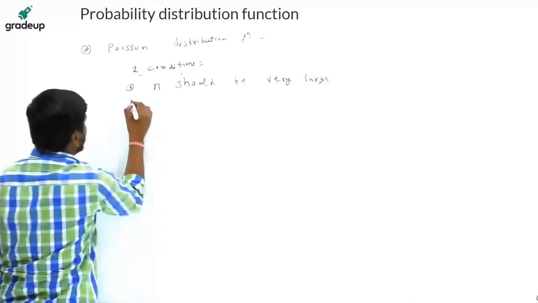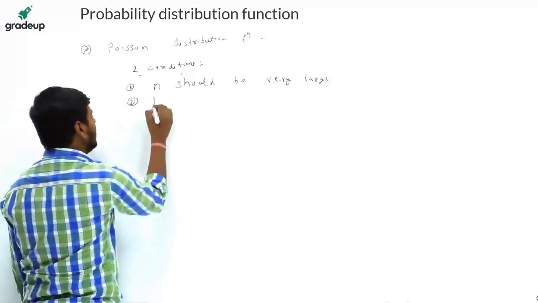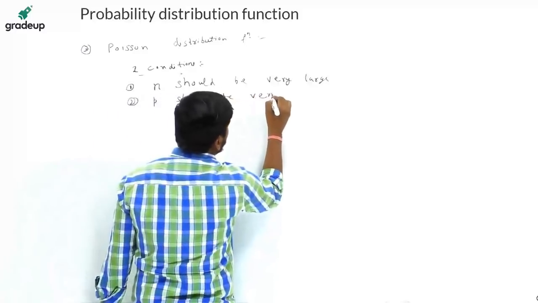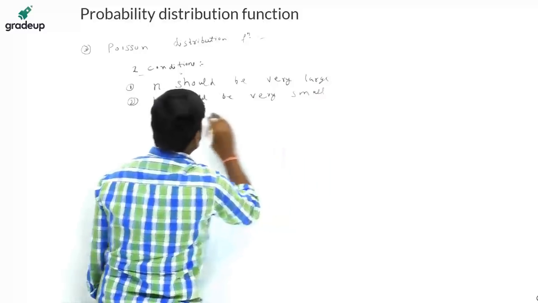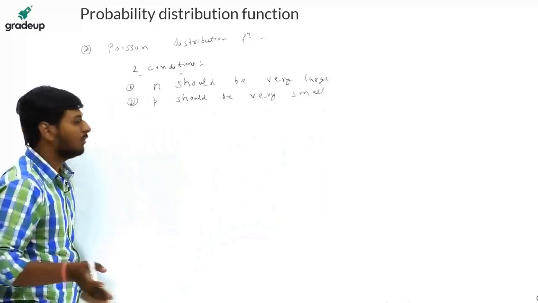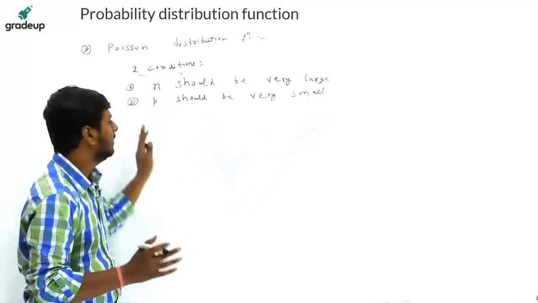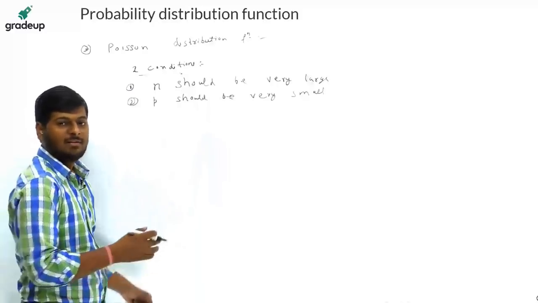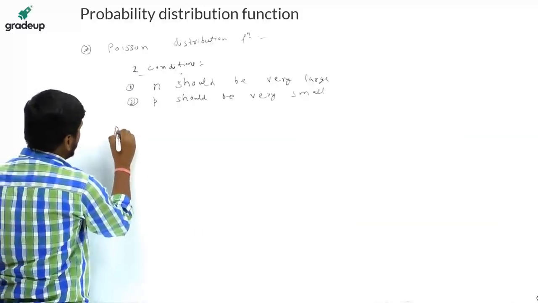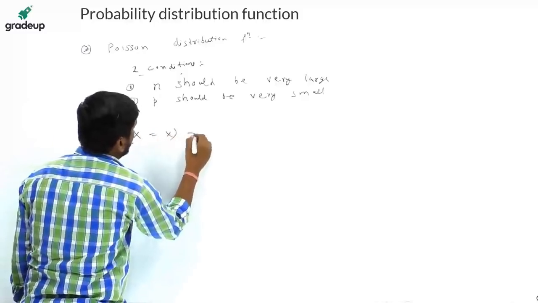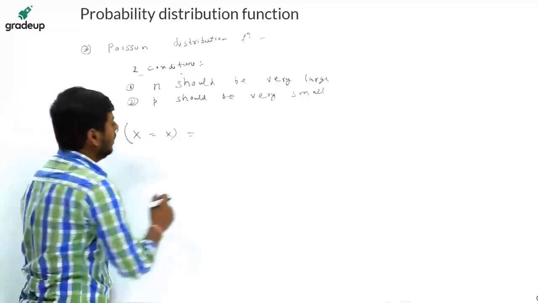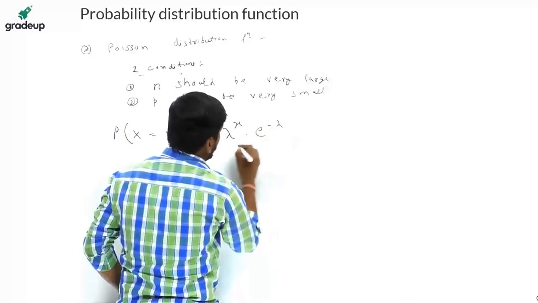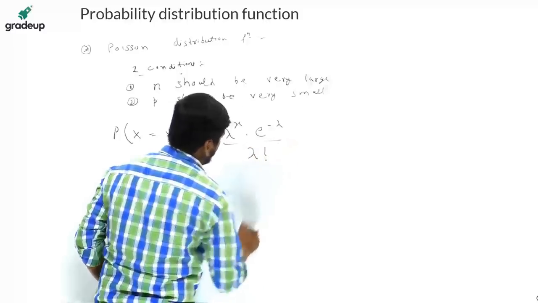Second, p should be very small. P is the probability of success. P should be very small, in the range of 0.05, 0.04, or less. It should be less than 0.05 only. Okay, so p is very small and n should be very large. Then what is the Poisson distribution function? The probability of x is equal to lambda to the power x into e to the power minus lambda divided by x factorial.